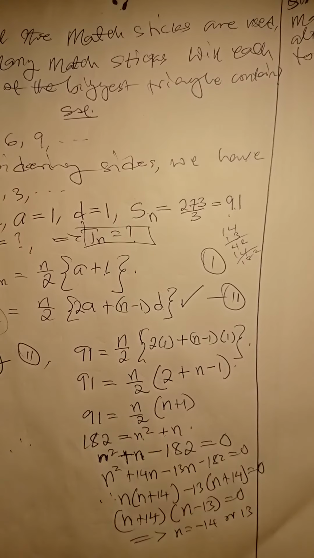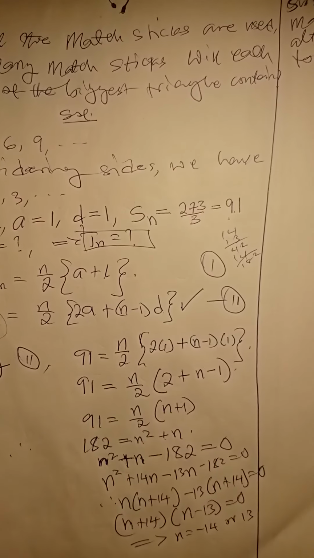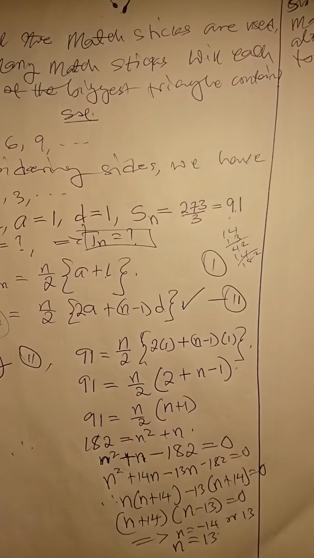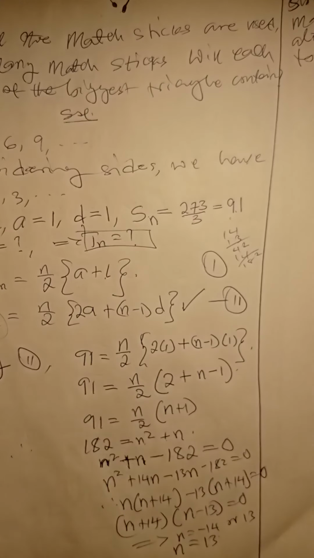But of course, it's a positive answer we're going to find, right? So n is going to be equal to 13. We ignore the negative because the number of terms has to be positive.